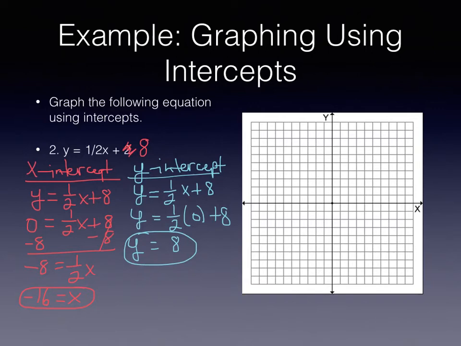Like for my x-intercept, that's really the point negative 16, comma, and our y will be 0. And for my y-intercept, that's the point 0, comma, 8. Or you could just think, all right, making 2 points. Go on your graph where x is negative 16. So we're going to the left 16.